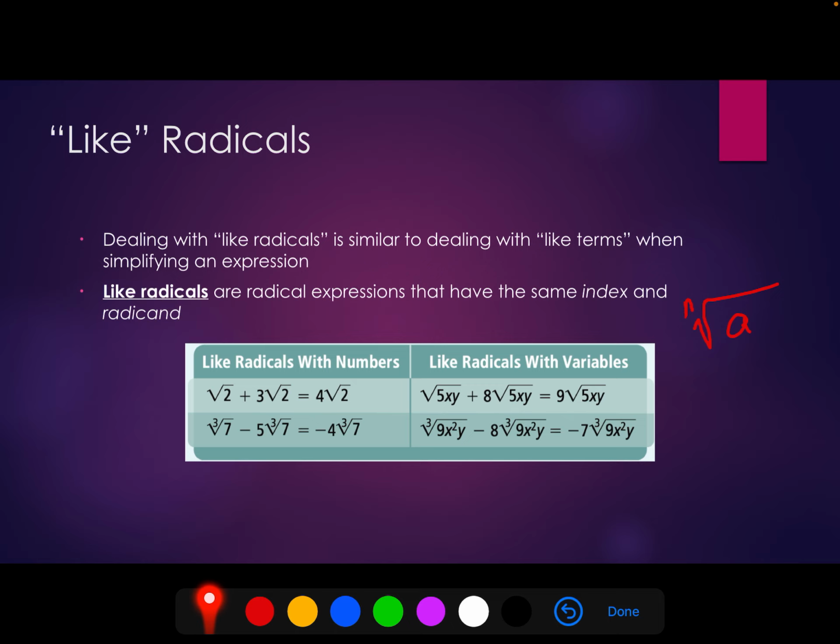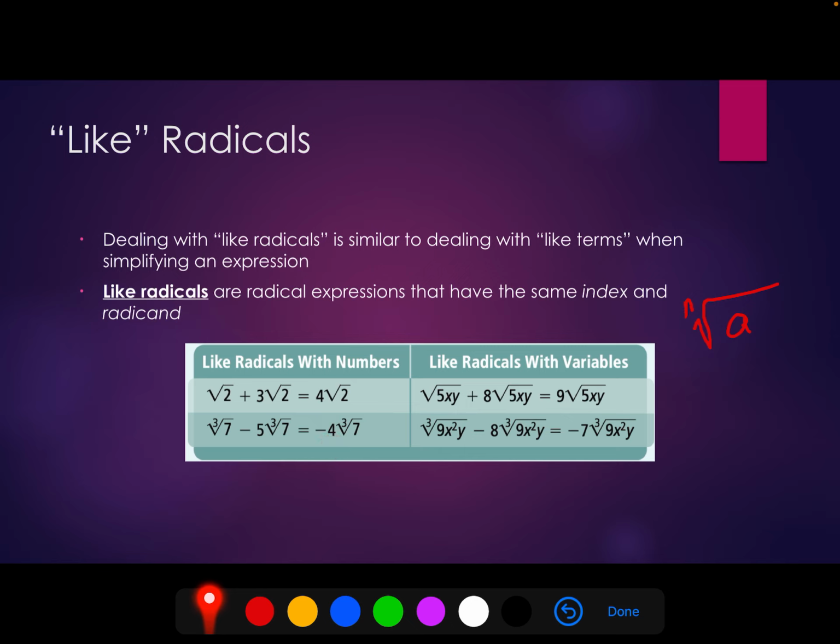And it's the same thing for the second example. Here we're dealing with cube roots. We have the cube root of 7 minus 5 times the cube root of 7. Right? Both have the same index and the same radicand, so we're able to combine them. Right? And this is basically 1 times the cube root of 7 minus 5 times the cube root of 7. That just gives us negative 4 times the cube root of 7.